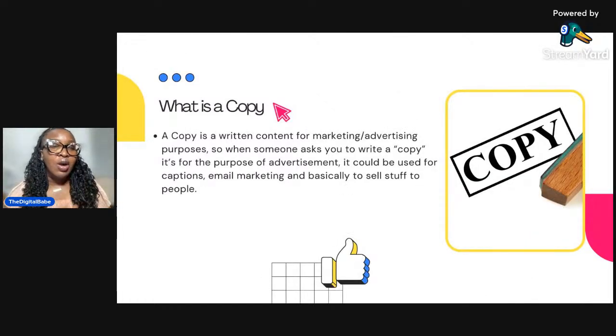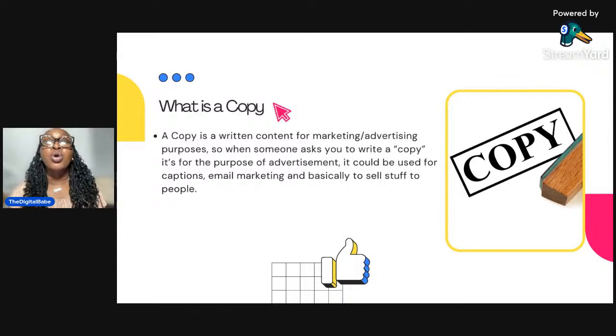So, what is a copy? Now I said we're talking about copywriting, so first of all, we must know what a copy is. A copy is written content for marketing and advertising purposes. That's as simple as it gets. It is something written, but it is for marketing and advertising, so it's not just a normal type of written content. When someone asks you to write a copy for them, it's for advertising, for marketing. It's not just a regular caption that you write on social media.